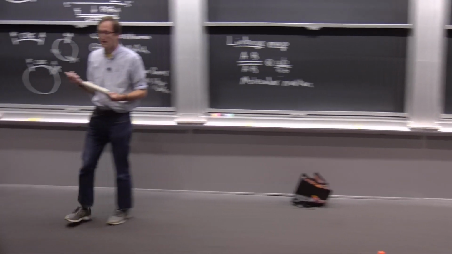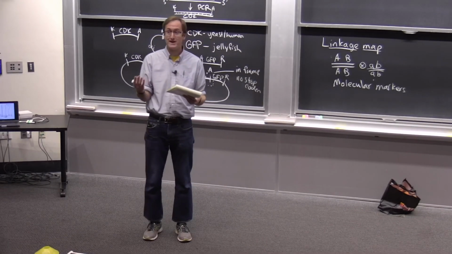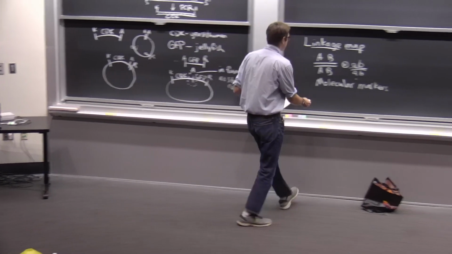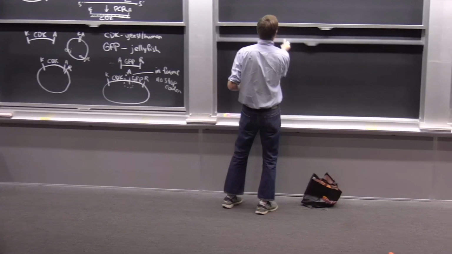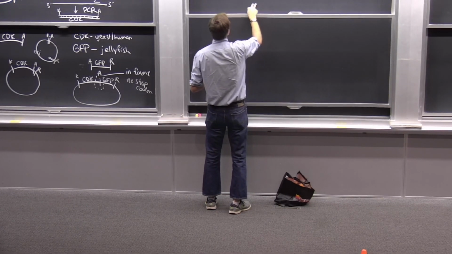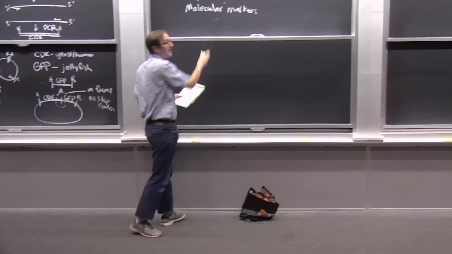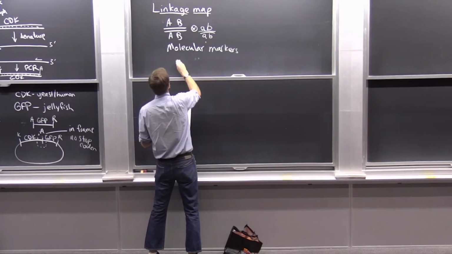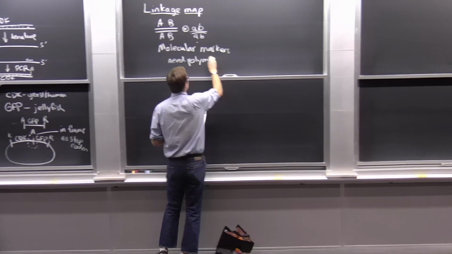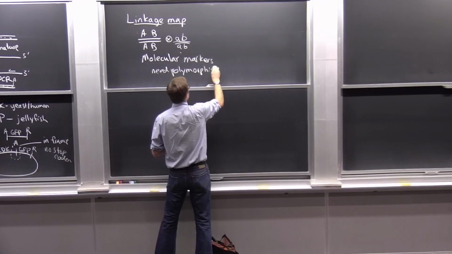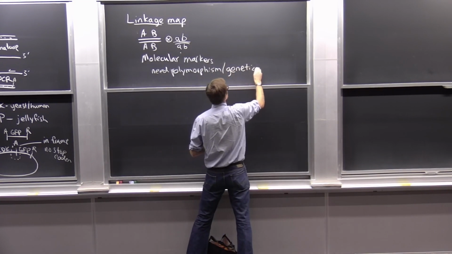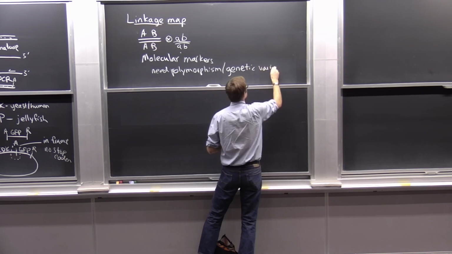And so the point I want to make is that in order to see linkage, what you need is variation, okay? So we need to have variation, and another term for genetic variation is polymorphism, okay? So we need polymorphism or genetic variation between these molecular markers.